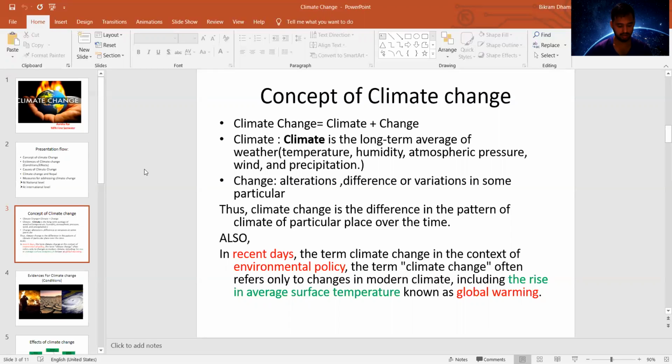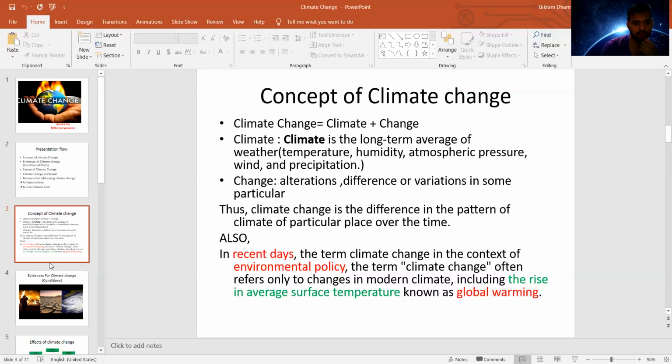And next, the word is change. Change refers to alteration, difference, or variation in something. If there is any fluctuation in anything, that is change. Thus climate change is the difference in the pattern of climate, or fluctuations in the climate. And it is different in different places over time. But nowadays, the term climate change is used to refer to global warming, and global warming is the increase in the temperature of the earth.